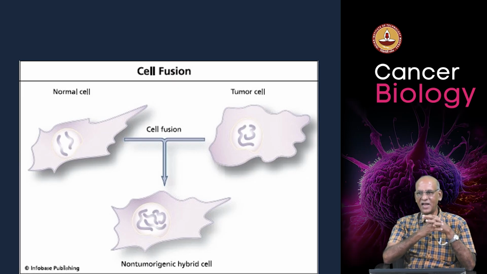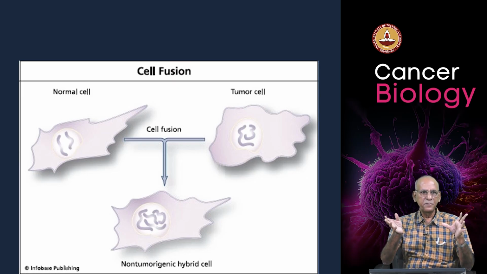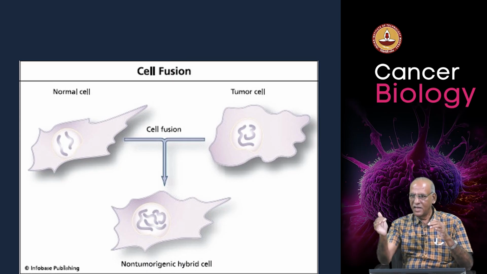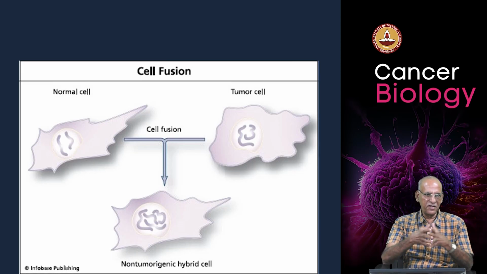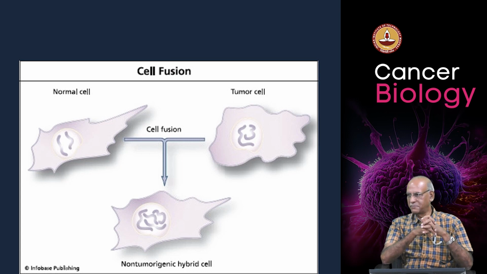So, how can this happen? It is not just enzymes. Something in the normal cell tamed the tumor cell. That is why the hybrid cell, which you expect to be proliferative, is not. So, what could be the taming one? It could be a tumor suppressor.